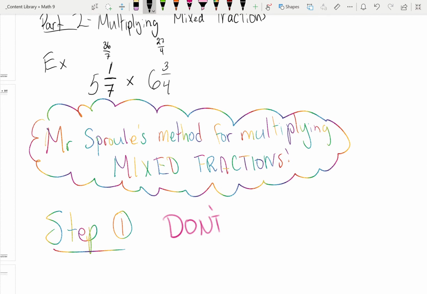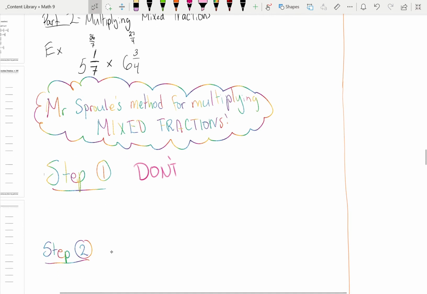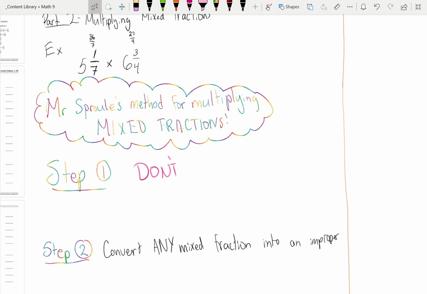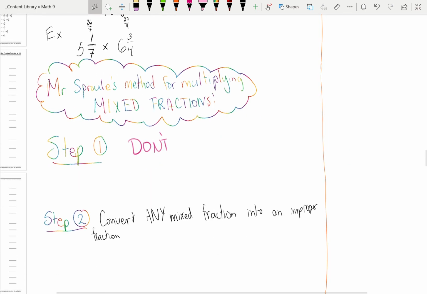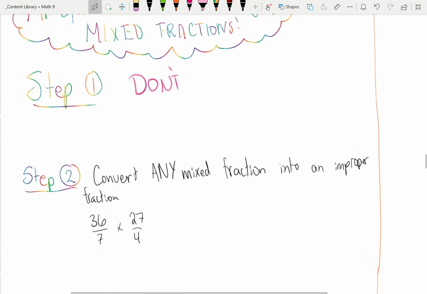I'll go into why in a bit, but what you actually want to do is convert any mixed fraction into an improper fraction. So for example, I don't want to try and solve this. I want to try and solve 36 over 7 times 27 over 4. Now, these aren't great numbers to deal with, but I can reduce.